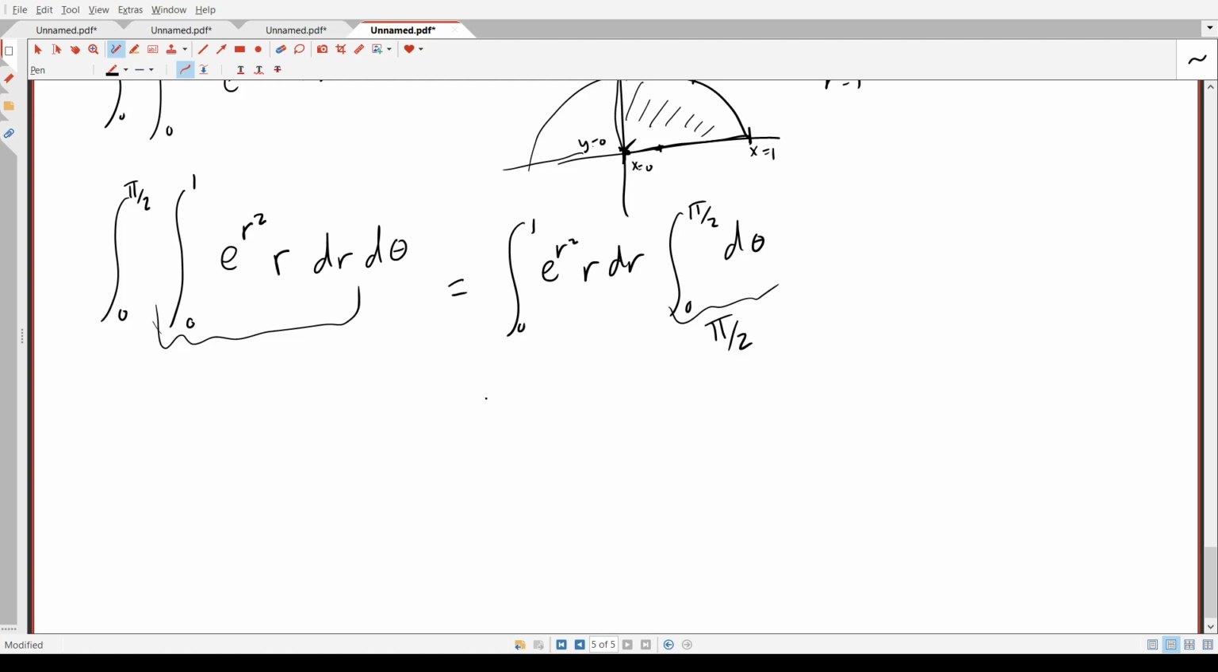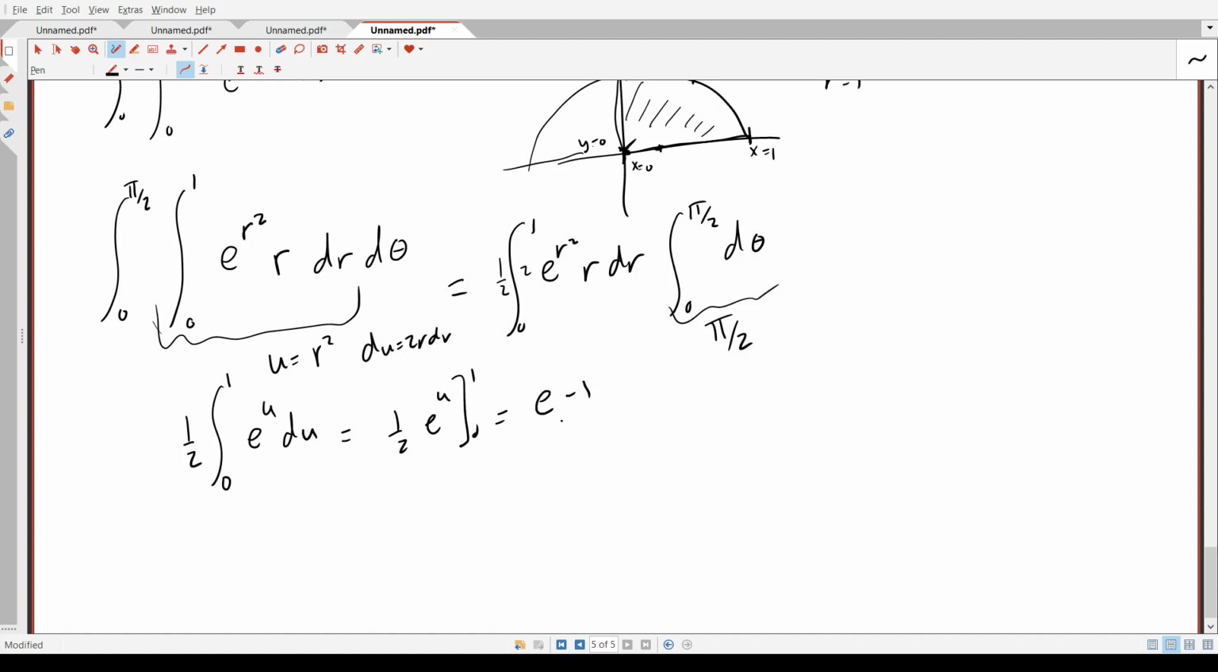So let's evaluate this. I'm going to do a u sub. Oops, nope, because I need to change the bounds. So again, I do u equals r squared, du equals 2r dr. So I'll need to multiply by 2 and 1/2. So I get 1/2 e to the u du from when r is 0, u is 0. When r is 1, u is 1. So that's 1/2 e to the u from 0 to 1, which is e minus 1 over 2.